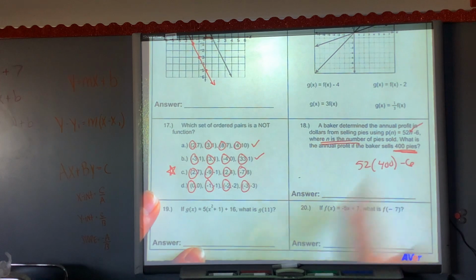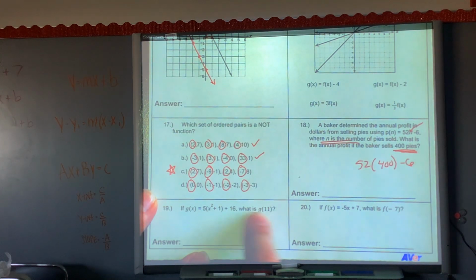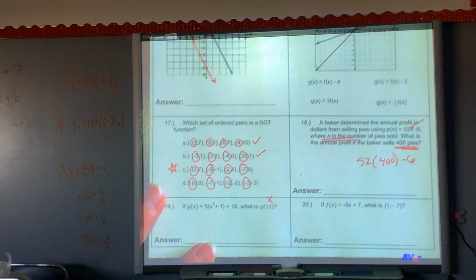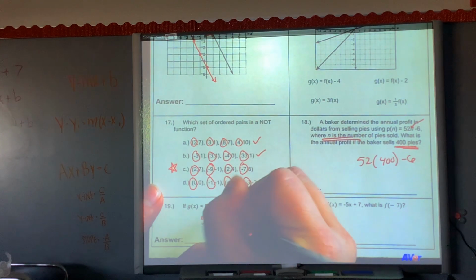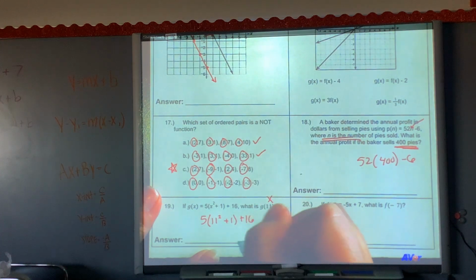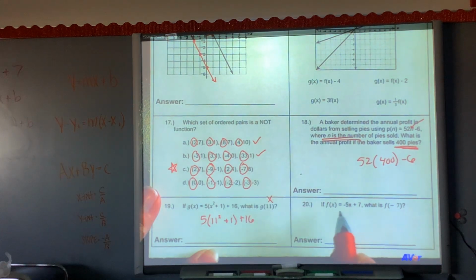That's how these work. See, we have p of n, f of x. This is kind of what's happening here. This says g of x equals all this stuff right here. And then what is g of 11? Anytime they replace the x with a number, we replace the x with a number also. So I would take this equation and insert an 11 where I see x. Then I can type this into my calculator and get my answer. The next thing will work the same way. I have what is f of -7. So if I replace the x with -7, I would find the answer.